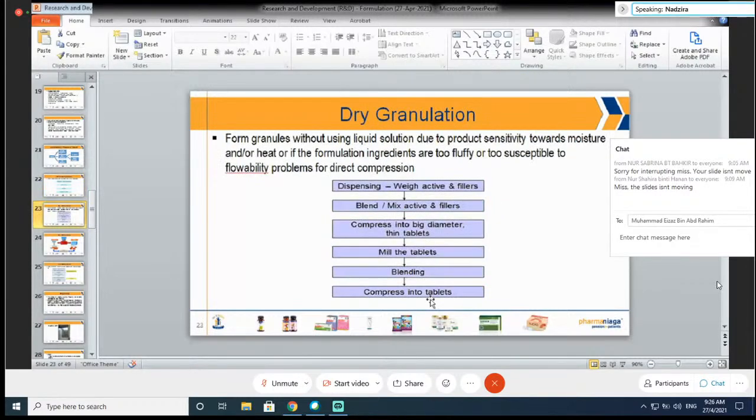Next is dry granulation. Dry granulation is to form granules without using a liquid solution, due to sensitivity towards moisture, or when the formulation has a flowability problem if manufactured using the direct compression method. Basically we go for dispensing, blending of the ingredients, and compress into a big diameter tablet or flake. Then we have to mill the tablet. Milling means to reduce the particle size. After that comes blending, and after blending we go for compressing into tablets.